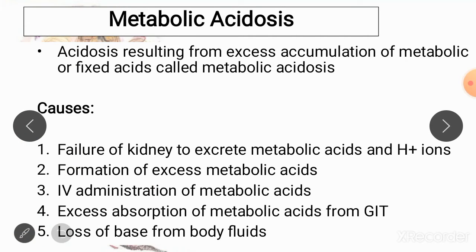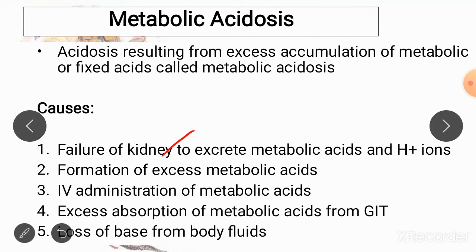Next, we have metabolic acidosis. This means when acids are increased within your body, but the acids which are increased are not carbonic acid. In fact, there are other acids which are not involved with your respiration. So the cause of acidosis is not your lungs. Your lungs are absolutely fine, and the acid which is increasing is not carbonic acid, it is some other acid such as lactic acid.